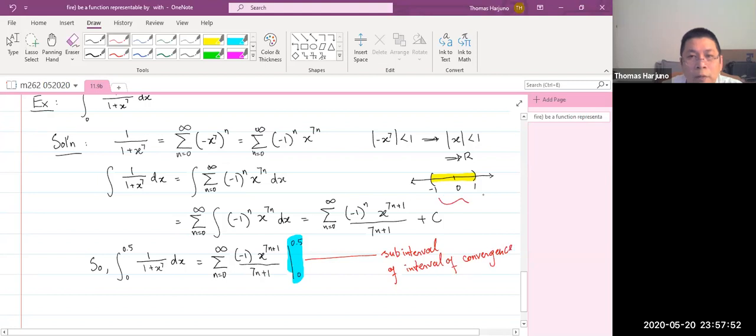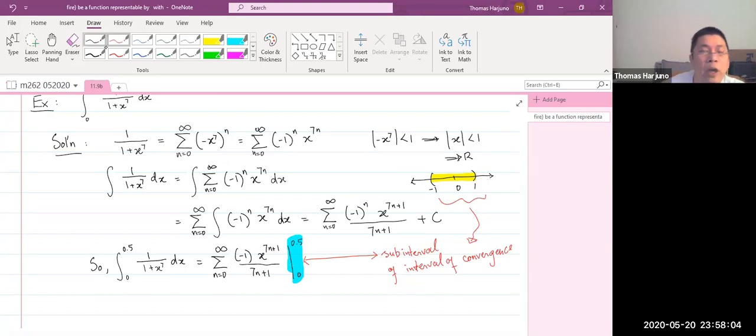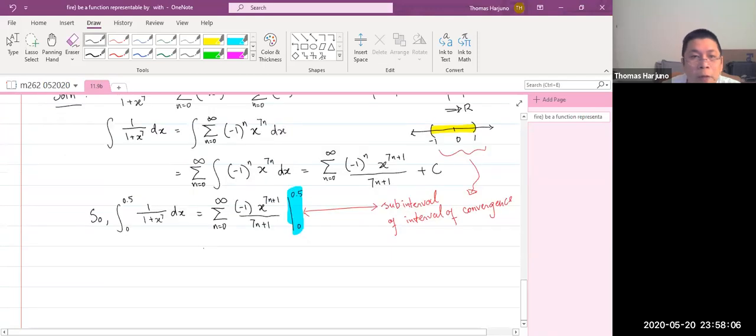Is part of this. Okay, without this, we cannot go on. Now let me plug that in. So we have, this is equal to the summation, on, so this is negative 1 here. So negative 1 to the n, 0.5 to the 7n plus 1 over 7n plus 1.